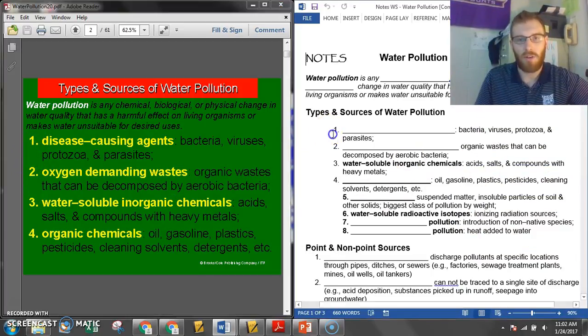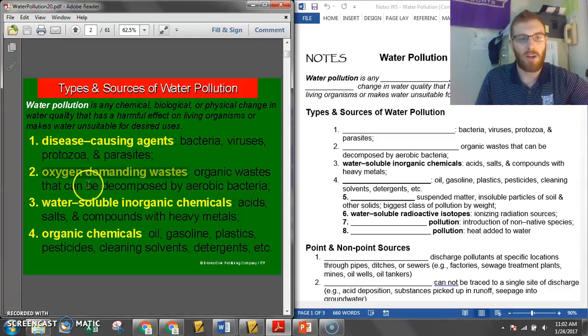And a couple that you're going to put into this, we have disease-causing agents, which include bacteria, viruses, protozoans, and parasites. Oxygen-demanding waste, which are organic waste that can be decomposed by aerobic bacteria, and we'll talk about this kind of thing in just a minute here. We have water-soluble inorganic chemicals, soluble meaning that it can dissolve in water, insoluble being the opposite of that, meaning that it doesn't dissolve in water. And then we have organic chemicals, things like oil, gasoline, plastics, pesticides, cleaning solvents, detergents, etc.